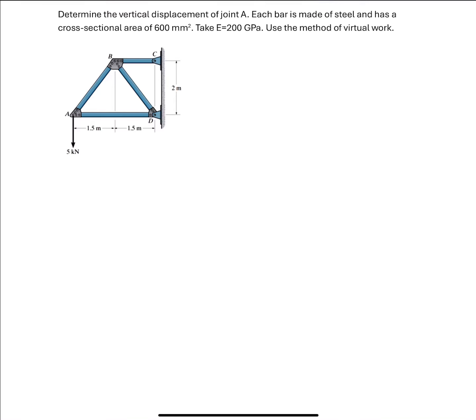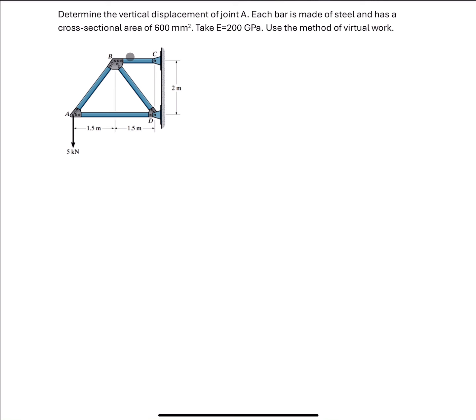So in these examples, we're going to see how to use the method of virtual work to calculate the displacement in our truss structures. So here we have a four-member truss A, B, C, D. There's an external load of 5 kN applied vertically on joint A, and we want to know the vertical displacement of joint A.